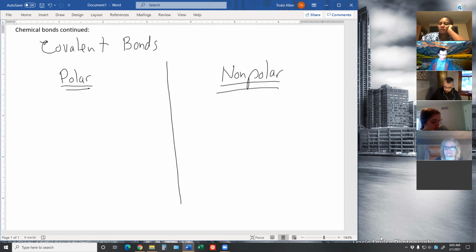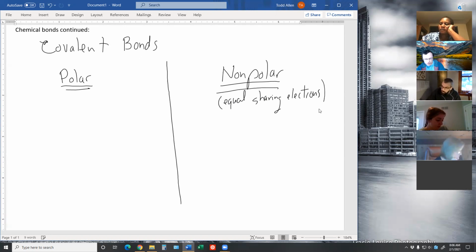In the nonpolar variety of covalent bond, we have an equal, or you might say even, sharing of electrons. An example of that would be a typical carbon-carbon bond. That would be an example that I could give you. So carbon, carbon with a line through it.